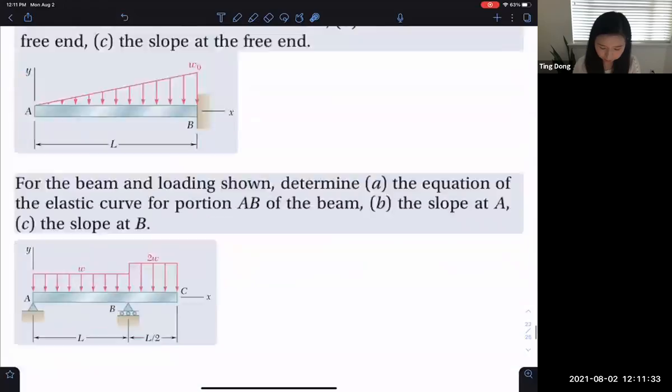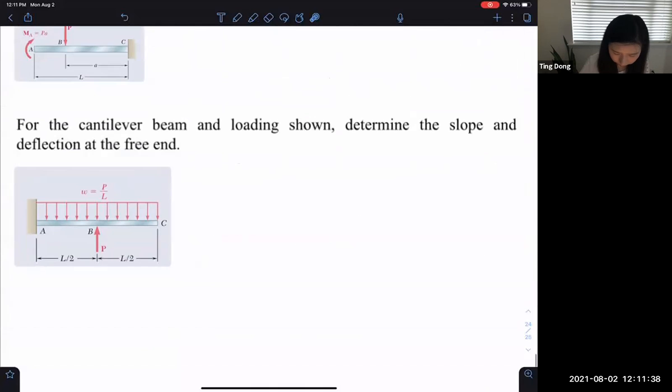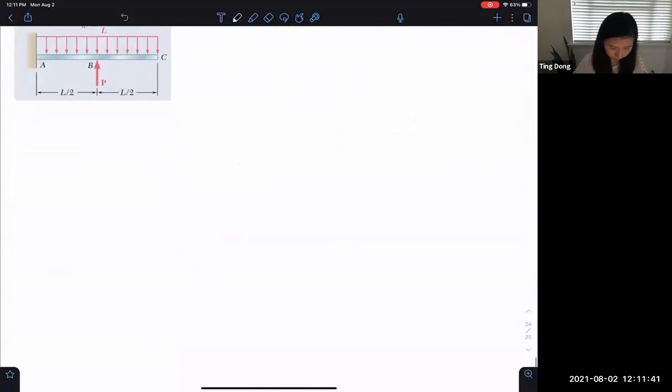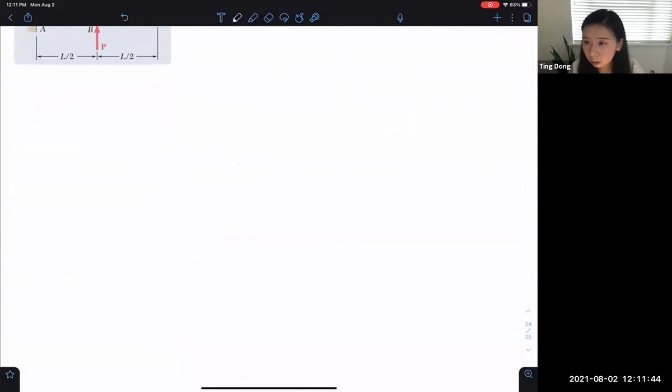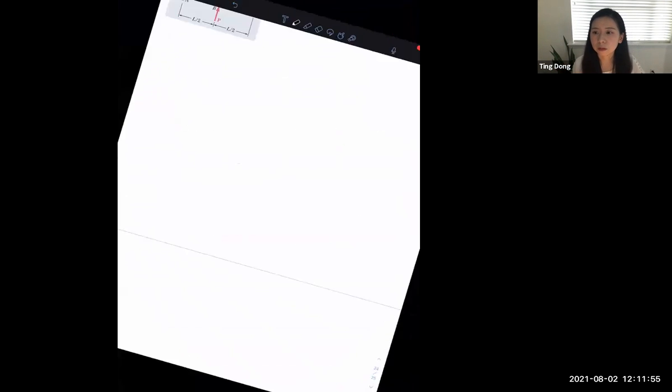Since we have 0 minutes left, I want to put the basic procedure for this one. For this whole chapter, actually. So for all the problems in chapter 9 about deflection of the transverse loading, we have a basic procedure.